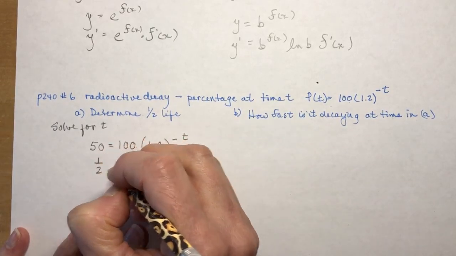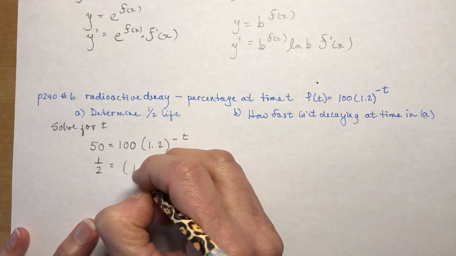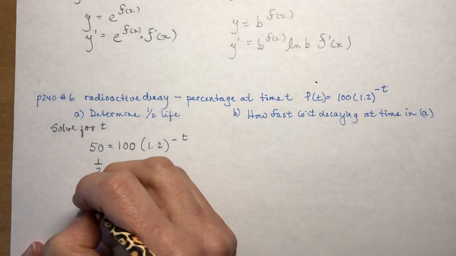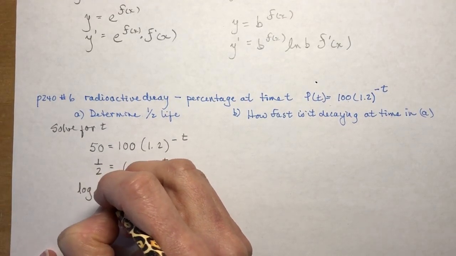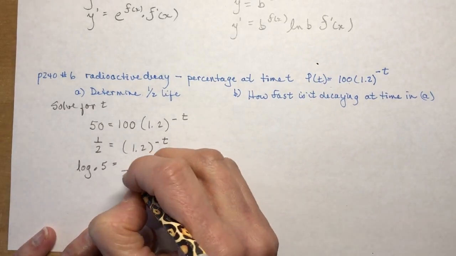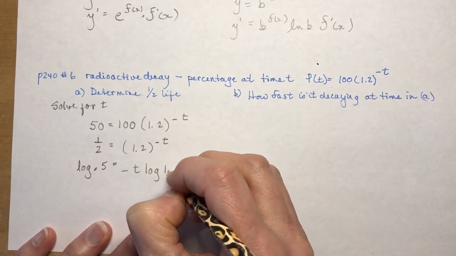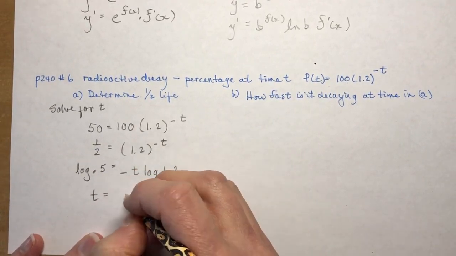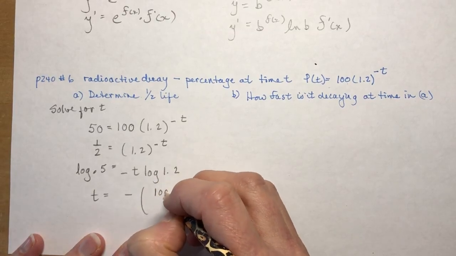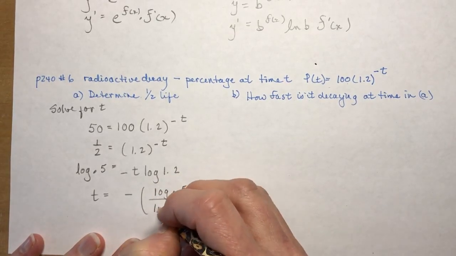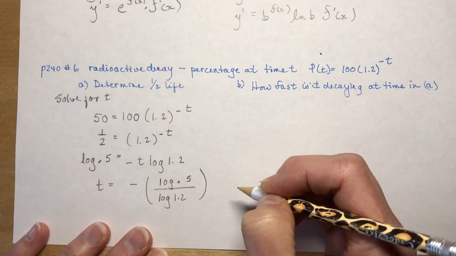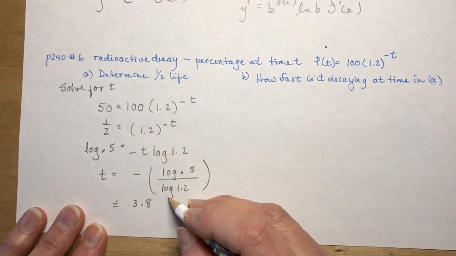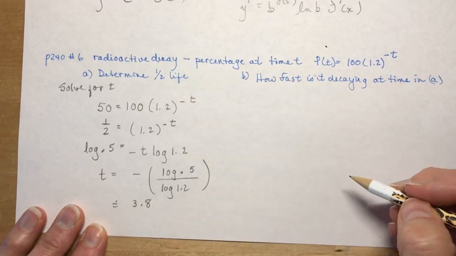Okay, so I divide by 100, and I get 1.2 to the minus t. So remember, to solve this, you're going to take the log of both sides. So the log of 0.5 is equal to minus t times the log of 1.2. And that means that t is going to be equal to the negative of the log of 0.5 divided by the log of 1.2. And that's going to give you a time of approximately 3.8, and this is years. I didn't say that, but it was years.